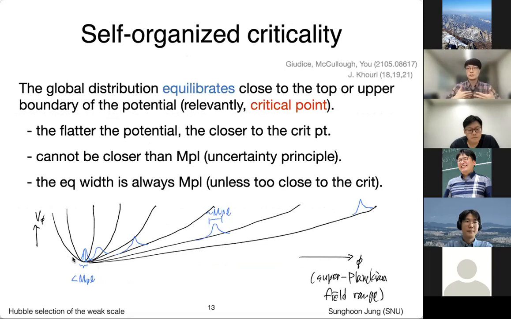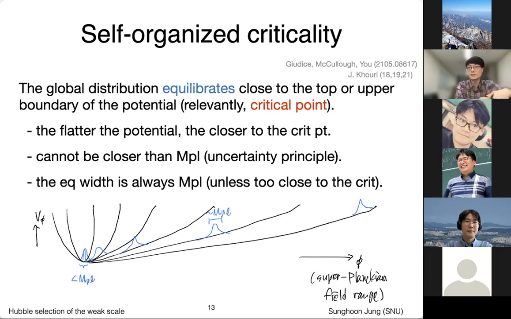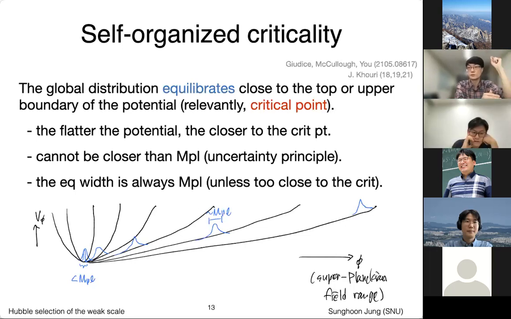So once Hubble selection starts to operate, the global distribution climbs up and moves toward the highest point of the potential. So the critical point could be the highest potential energy point, because that's the boundary between two different phases. In one phase, energy is large, and in the other phase, energy is small, and there's a discontinuity, and energy drops suddenly at the critical point. So the critical point could be the attractor of the Hubble selection mechanism.